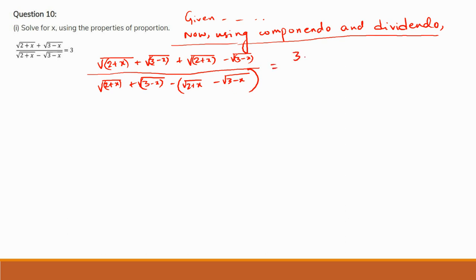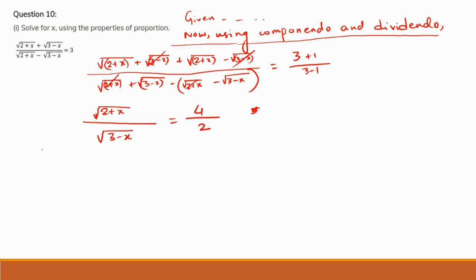And this is 3 by 1, which means 3 plus 1 divided by 3 minus 1, right? So from here you see this gets cancelled and this gets cancelled, and we are left with root of 2 plus x, where the 2 and 2 get cancelled in both numerator and denominator, and we are left with 4 by 2.